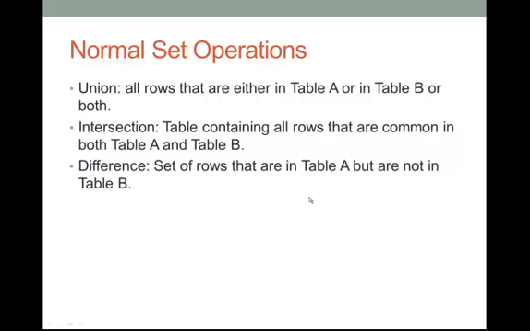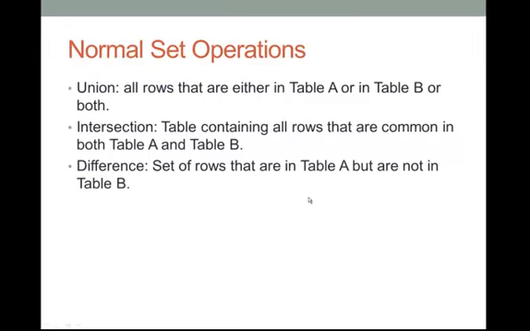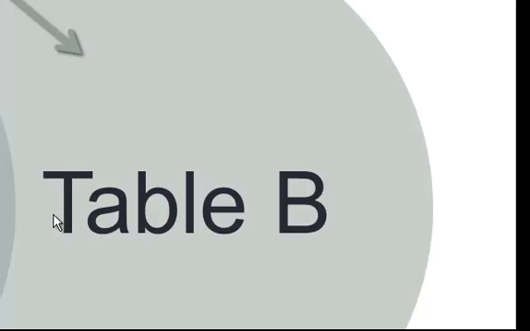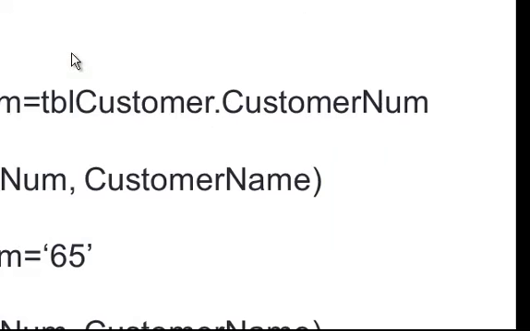Normal set operations involve three different types of join. A union includes all rows that are either in table A or in table B or in both. An intersection would include a table containing all rows that are common in both table A and table B. And the difference is rows that are in table A but are not in table B. This is commonly displayed using a Venn diagram. So a union would include everything in both tables. Example 24 uses union. It's on page 63.